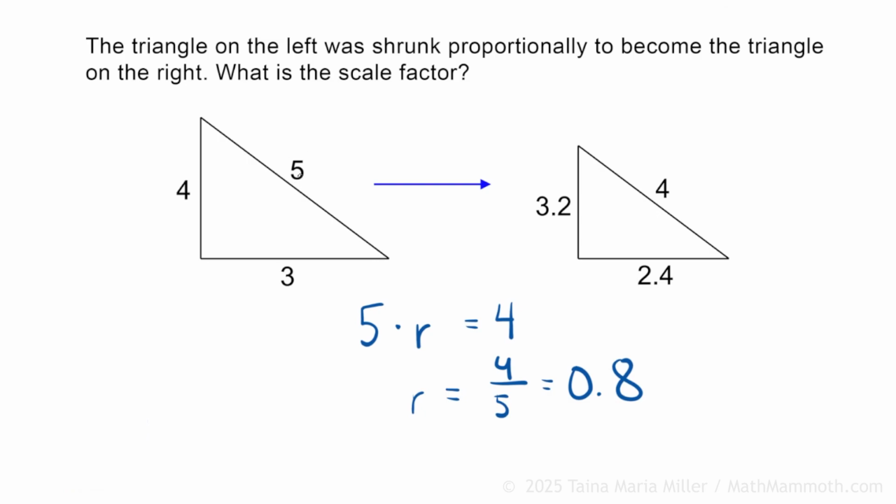In this case, we could also use mental math. 5 multiplied by what is 4? Well, if you are familiar with decimal arithmetic at all, you can maybe see that 5 times 0.8 is 4. Just like 5 times 8 is 40, then 5 times 0.8 becomes 4.0.